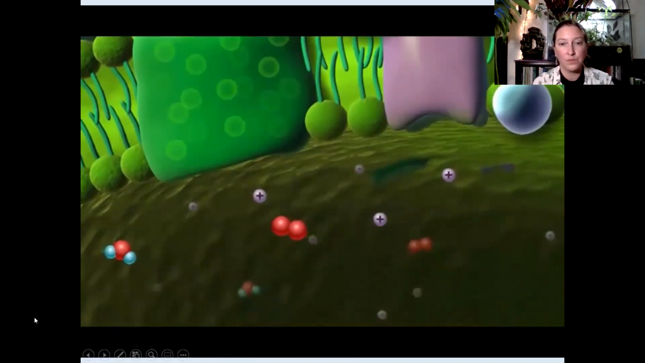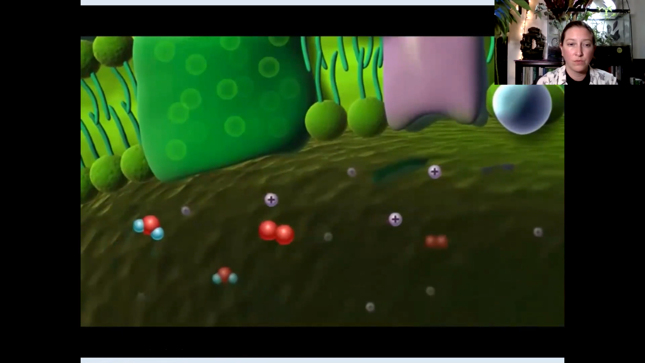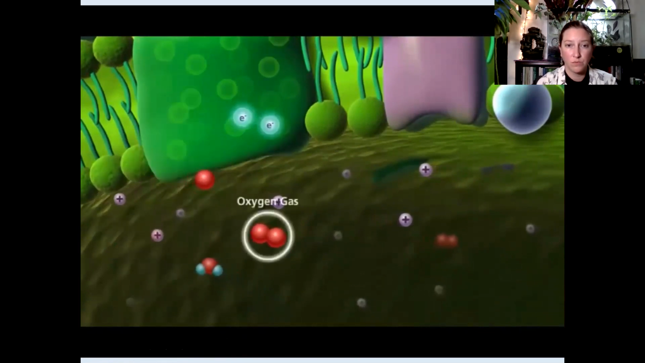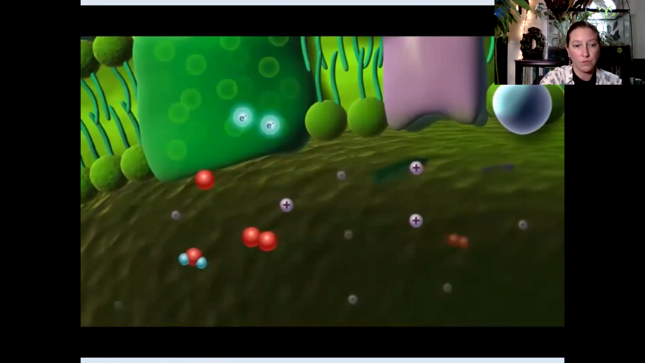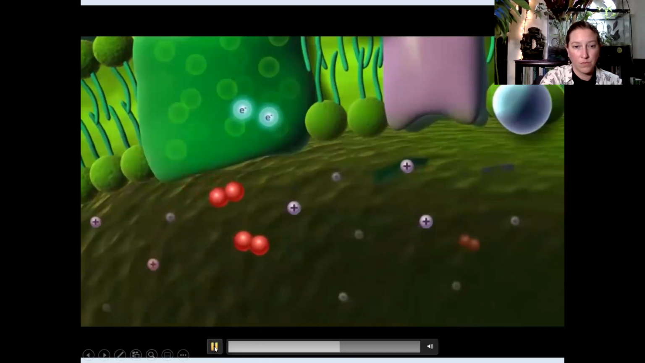Electrons lost by photosystem 2 are replaced by a process called photolysis, which involves the oxidation of a water molecule producing free electrons and oxygen gas. While this oxygen gas is a byproduct of photosynthesis, it is an important input to the cellular respiration pathways.